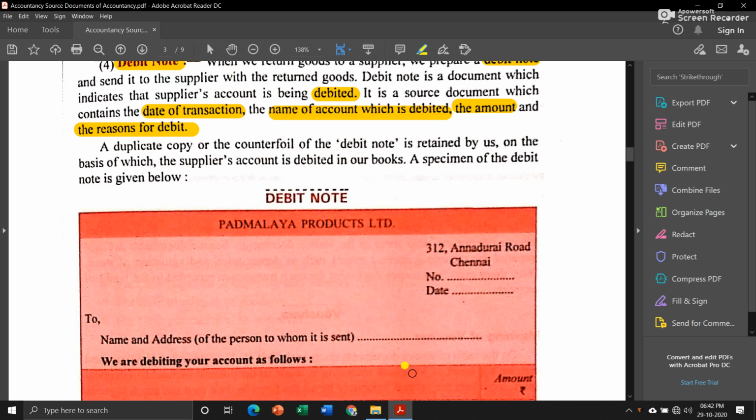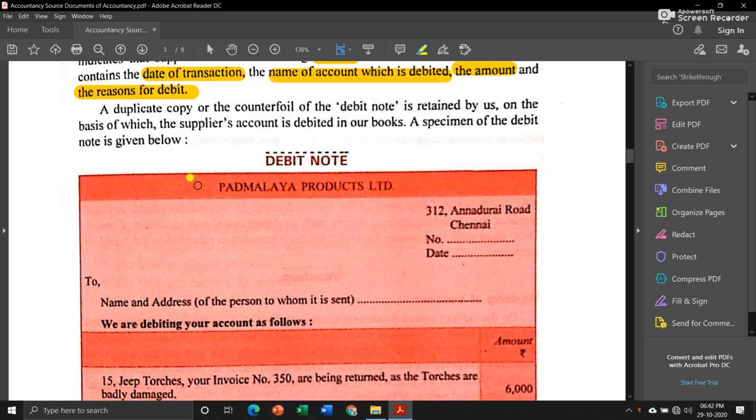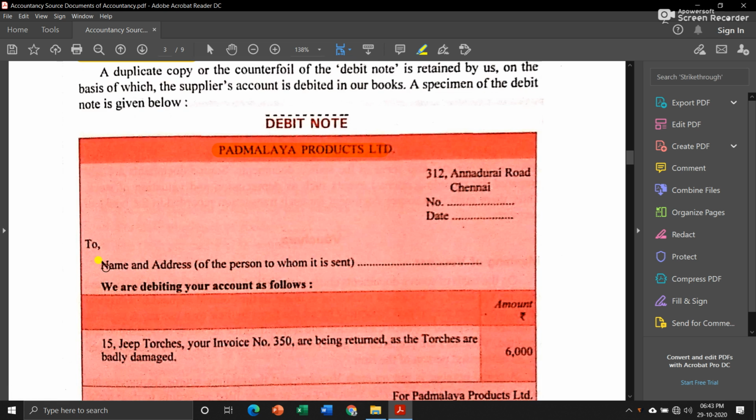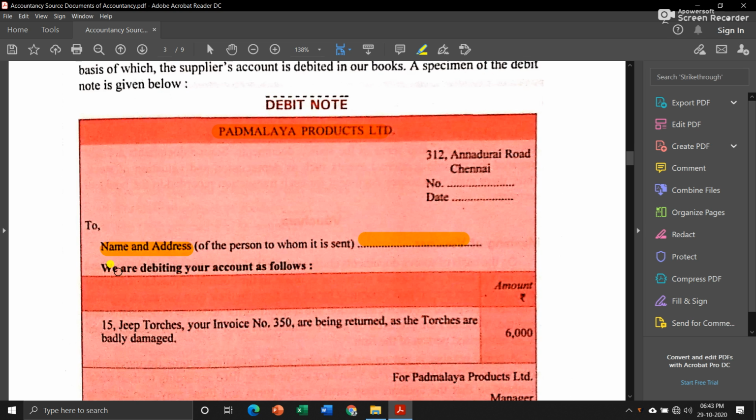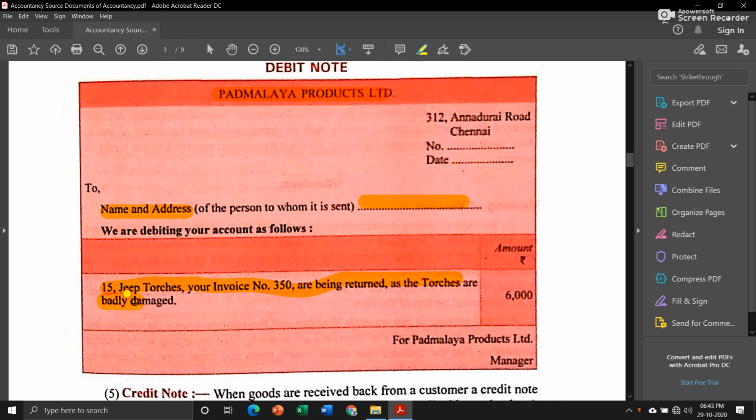Now there is an example of a debit note. Here you will write the name of your company or your business, then the address will be there, then the name and address of the person to whom it is sent, you will write the name of your supplier here, then you will mention that you are debiting his account and the quantity of the goods that you are returning him and the reason as well. Like in this case they have mentioned that the torches are badly damaged.